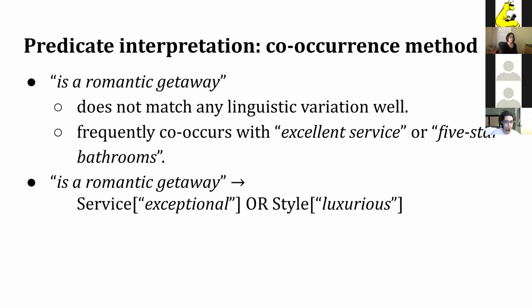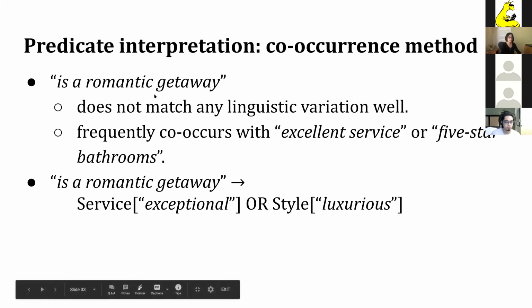And this happens for the case when we ask for, is a romantic getaway? We try the word embedding method and none of the matchings produce a sufficiently high score in terms of cosine similarity. And that's when we use the co-occurrence method. So the intuition here is that we'll go back to the reviews to find what are the other phrases that frequently co-occur with the phrase is a romantic getaway, okay?